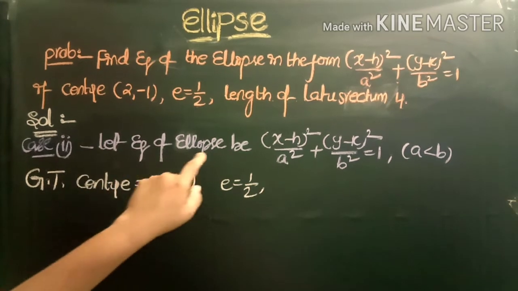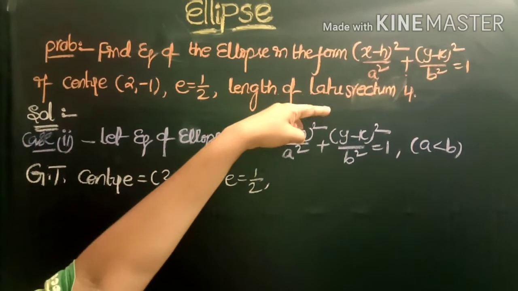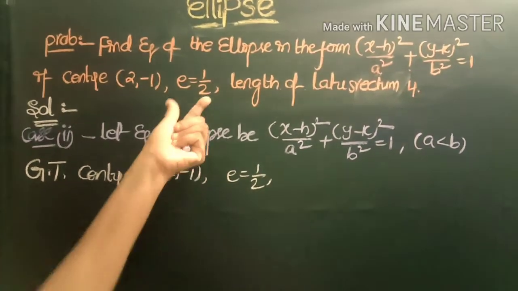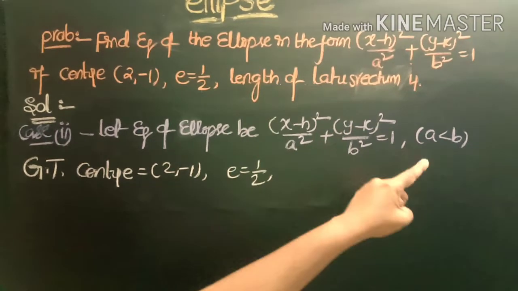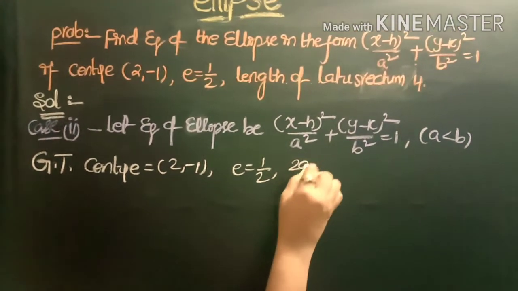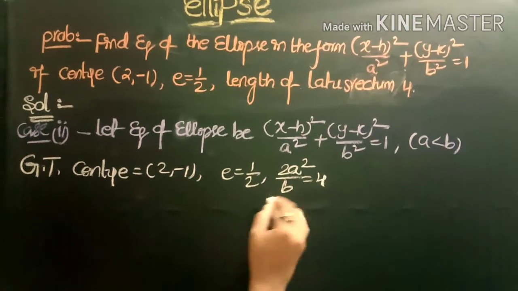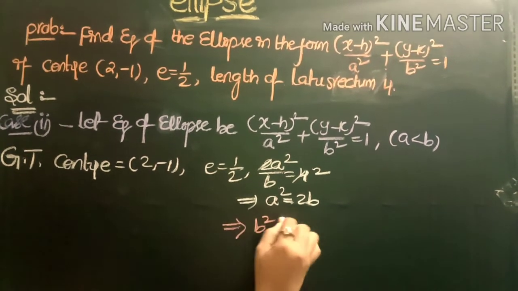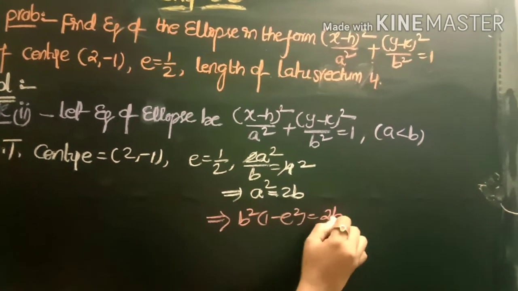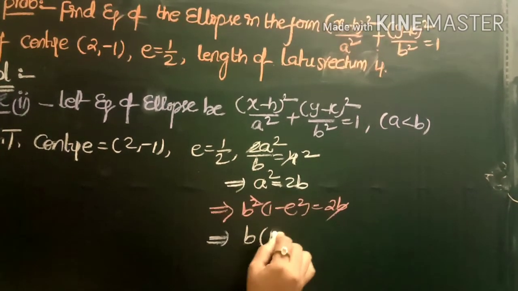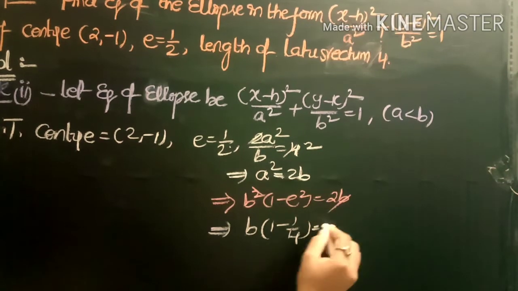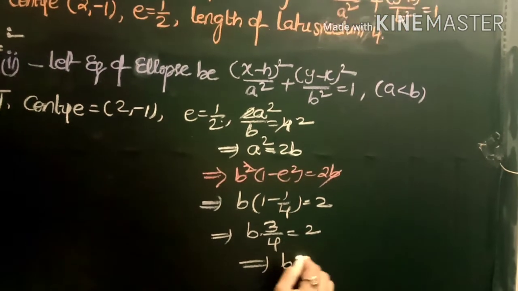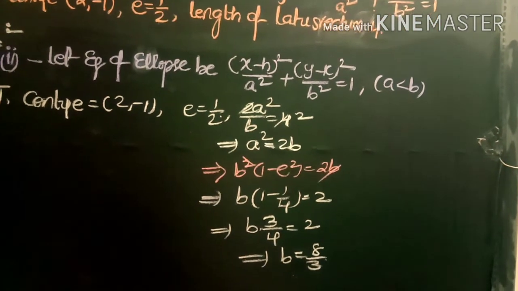In the second case, we take the equation of the ellipse as (x minus h) whole square by a square plus (y minus k) whole square by b square is equal to 1, when a less than b. So clearly given that center is (2, minus 1) and e is equal to 1 by 2, with the length of the latus rectum. In the second case, we take the length of the latus rectum formula as 2a square by b equals 4. That is a square is equal to 2b. But what is the a square value? a square is equal to b square into (1 minus e square), since this is the second case, which implies b into (1 minus e square). e is equal to 1 by 2, that is e square is 1 by 4. Now b into 3 by 4 is equal to 2, then the value of b is equal to 8 by 3. Now replacing the values in the ellipse equation.